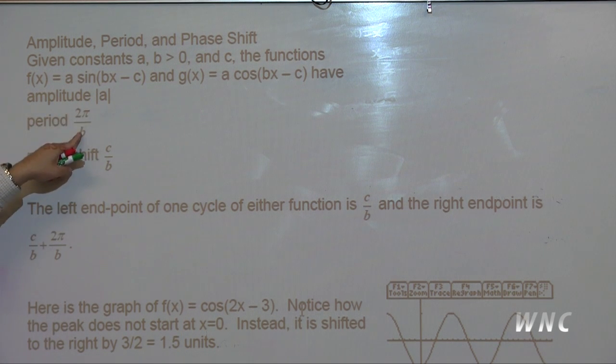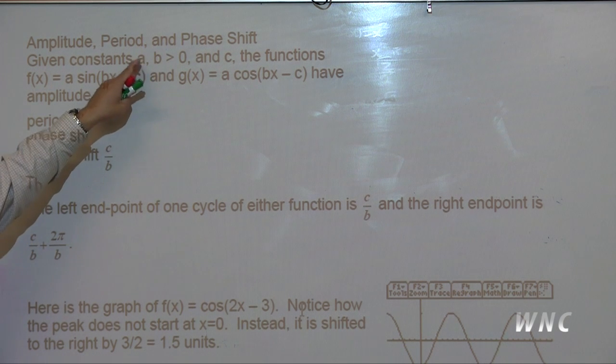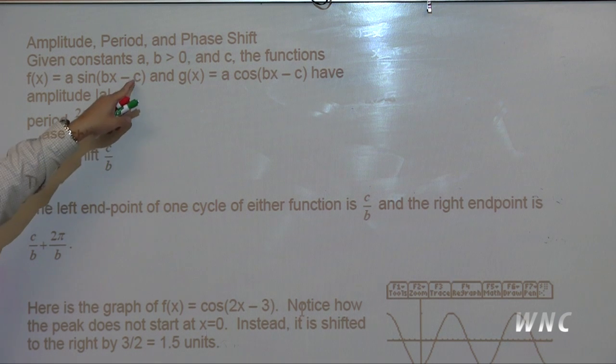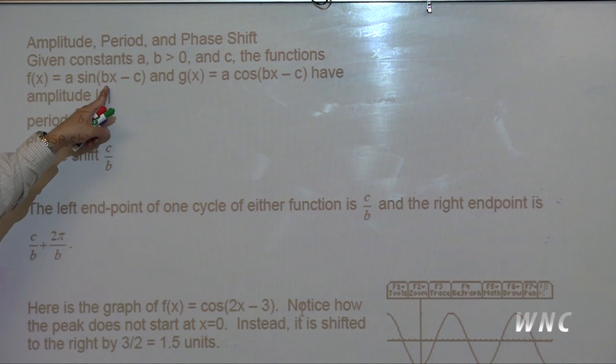Period 2 pi over b. I think we're just saying b is positive. A could be positive or negative. Period is 2 pi over b. And then phase shift is c over b, the constant divided by b.